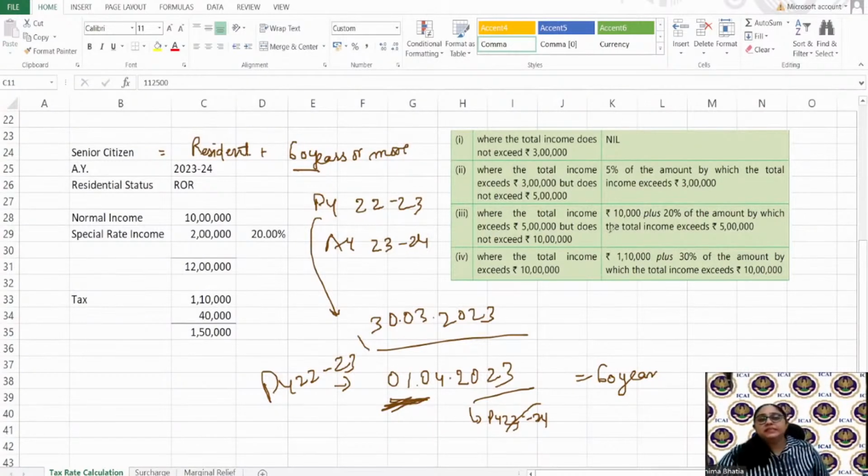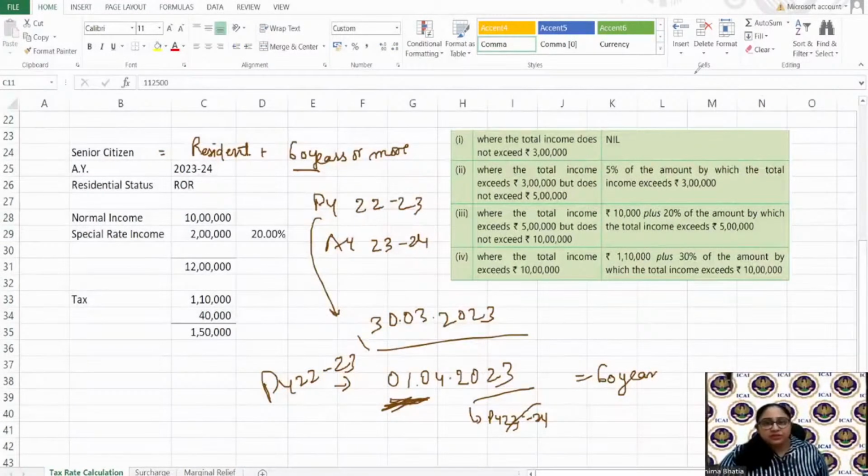ऐसे ही जैसे सीनियर सिटीजन का कॉन्सेप्ट है, वैसे ही सेम सुपर सीनियर सिटीजन का कॉन्सेप्ट भी है. Now what is a super senior citizen? He is a person who is a resident and is of 80 years or more. So instead of 60, if he is 80 years or more, unke liye bhi there are benefits. Let's see.